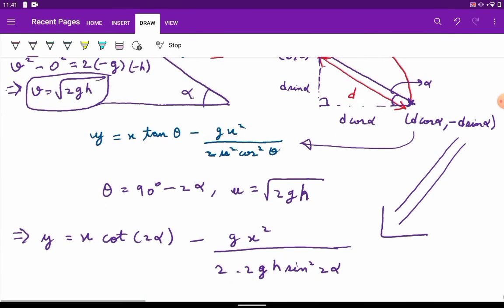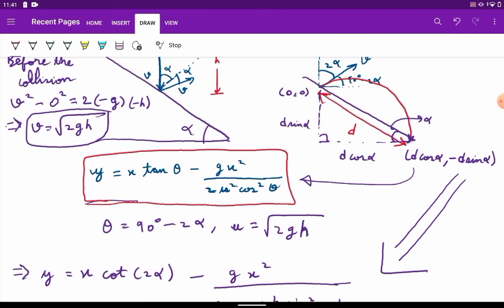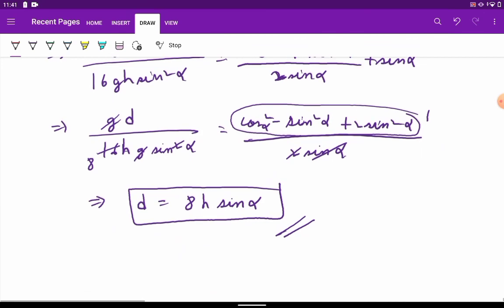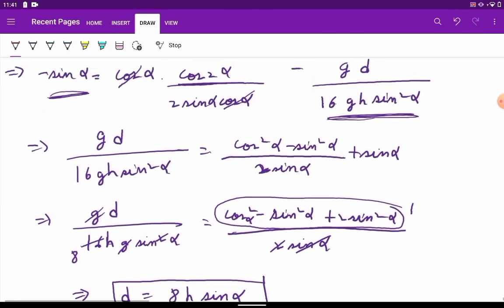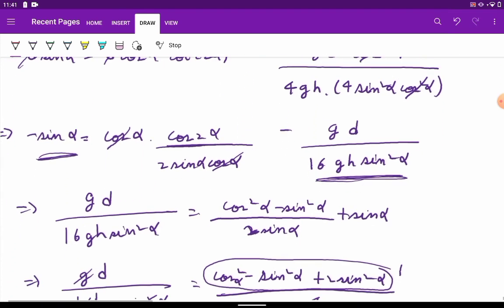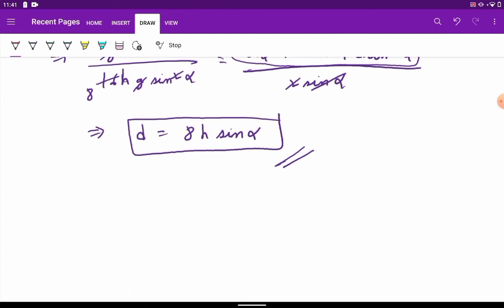For the projectile motion, this formula is really important: y equals x tan theta minus g x square by 2 u square cos square theta. You just solve for this considering the coordinates of the point of the second collision on this inclined plane, and you just substitute the values of the coordinates because it will satisfy the projectile equation, and there you go, you get the distance between the two collision points.